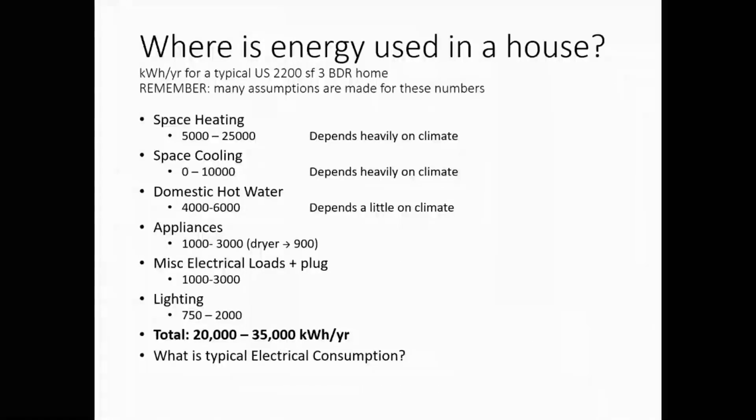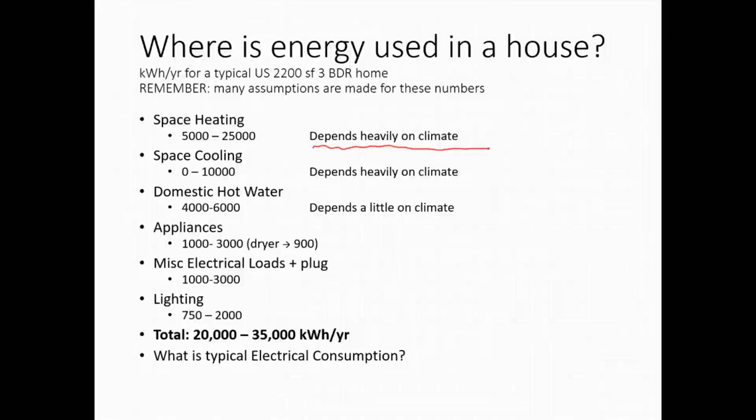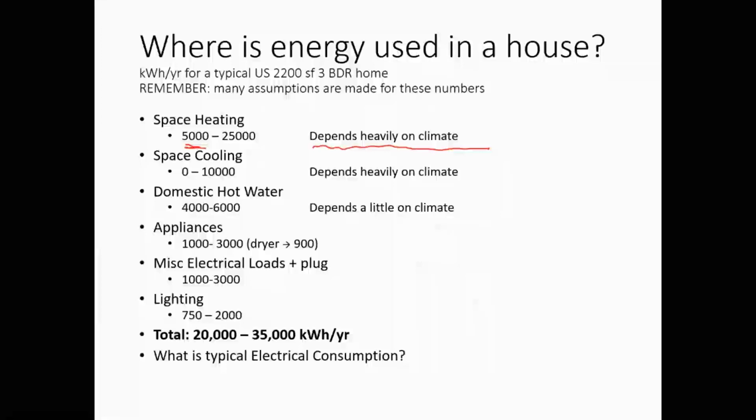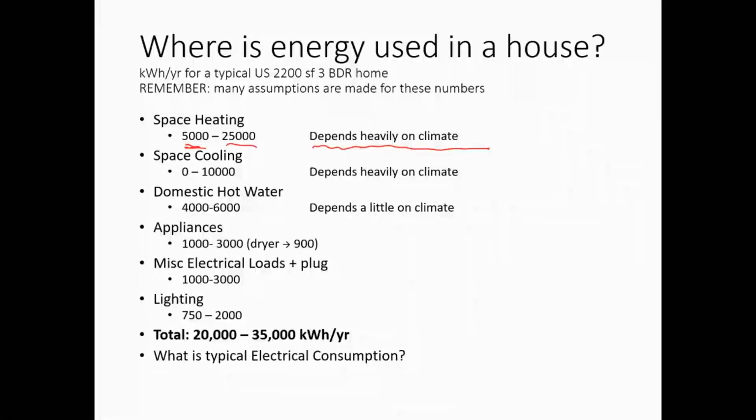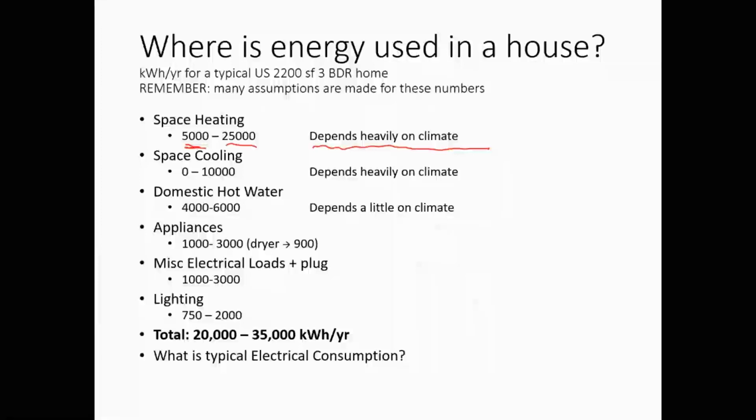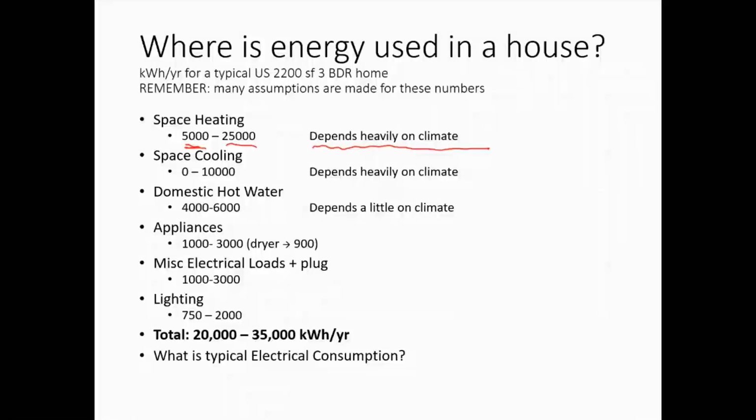So it depends heavily on climate. You could be using 5,000 kilowatt hours per year, or 25,000. If you're living in Texas, you don't have to heat quite as much. But if you're living in upstate New York or something like that, you're going to have a much larger heating load, and use more energy in heating your home.